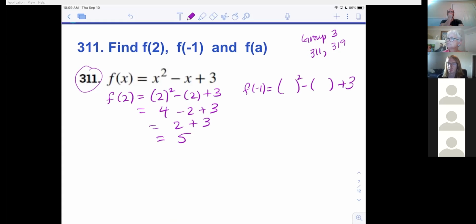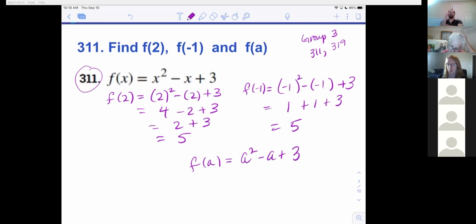Okay. F of -1. -1 for x. Plug in -1 everywhere you have an x. And what would that give you? So you get negative 1 plus 1 plus 3, which is 5. Yep. And then f of a. And then you just plug in a squared minus a plus 3.